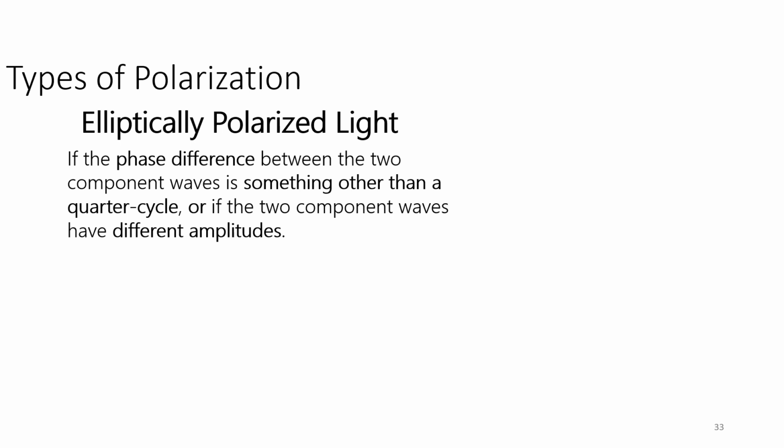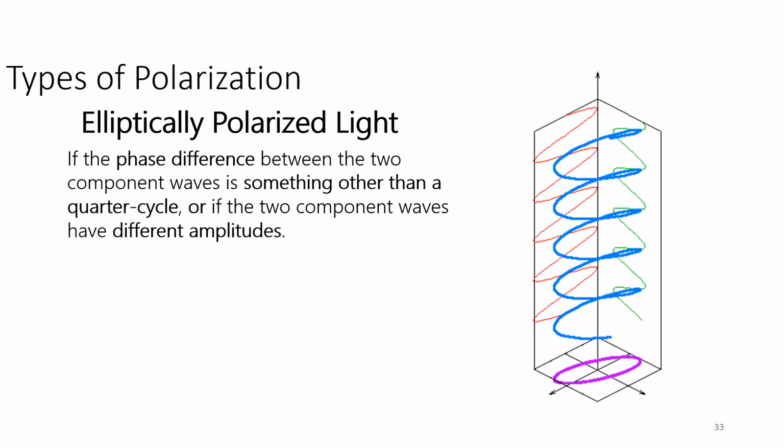If the waves superimposed are not of equal amplitudes, or if their phase differences are not a quarter of a cycle apart, the circular polarization becomes distorted, and elliptically polarized light is formed. With this, we complete the last objective of differentiating the types of polarization.